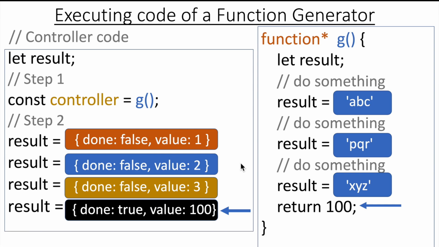Function generators are a powerful tool to help us with asynchronous programming. We will use function generators with Redux sagas to make API calls.